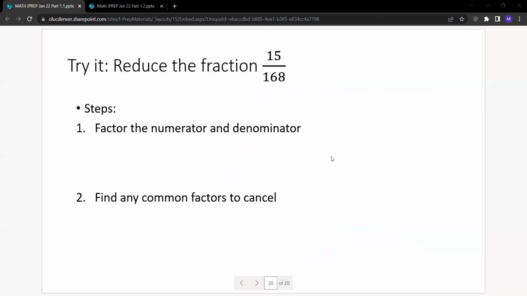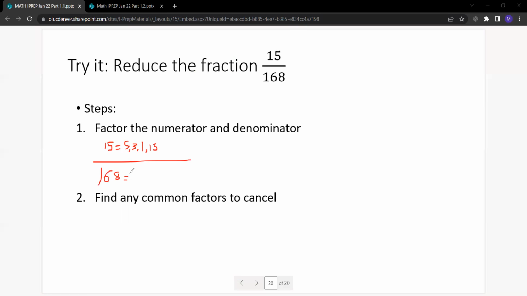So let's go ahead and try it here. So let's reduce the fraction 15 over 168. So we'll go ahead and factor the numerator and denominator. So 15 is equal to 5 times 3, or 1 times 15. So our factors are going to be 1, 3, 5, and 15. Our denominator, we have 168.